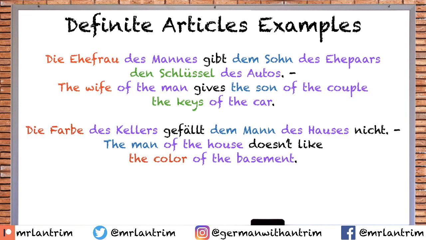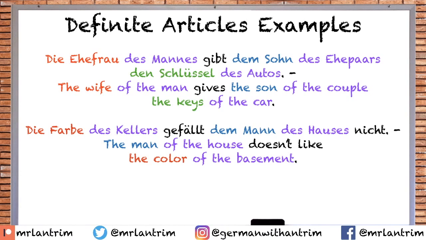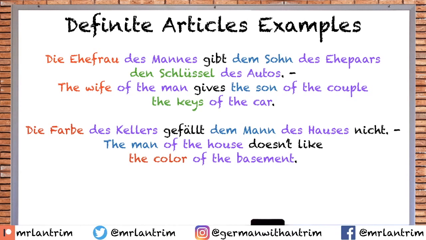Die Farbe des Kellers gefällt dem Mann des Hauses nicht. The color of the basement is not pleasing to the man. So we're talking about die Farbe des Kellers. In English, this is kind of the object of the sentence, but in German, this is still the subject, so the color of the basement. Gefällt is the verb to like, but also translated as to please. Dem Mann is dative here because it's the object of this dative verb gefallen, but then we get into the neuter form des Hauses for the house. Okay? Dem Mann des Hauses.